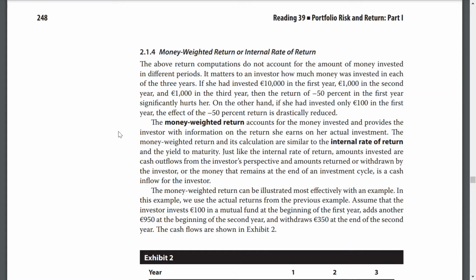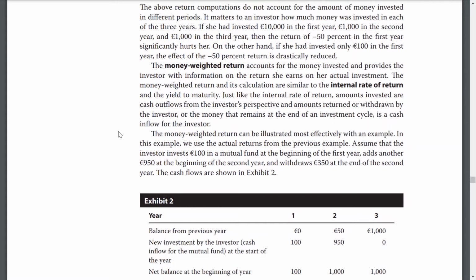The money-weighted return accounts for the money invested and provides the investor with information on the return she earns on her actual investment. The money-weighted return and its calculation are similar to the internal rate of return and the yield to maturity. Amounts invested are cash outflows from the investor's perspective, and amounts returned or withdrawn by the investor, or the money that remains at the end of the investment cycle, are cash inflows for the investor. The money-weighted return can be illustrated most effectively with an example.